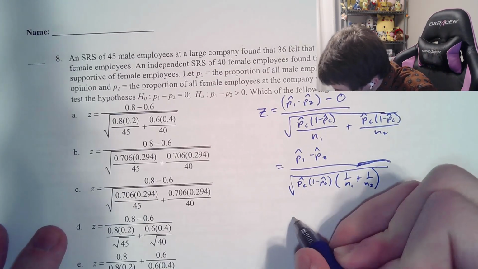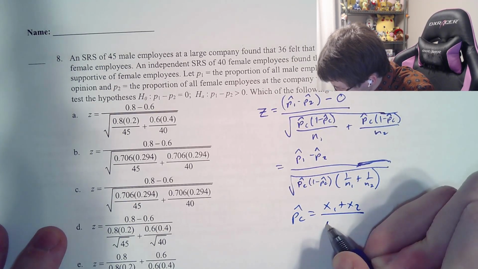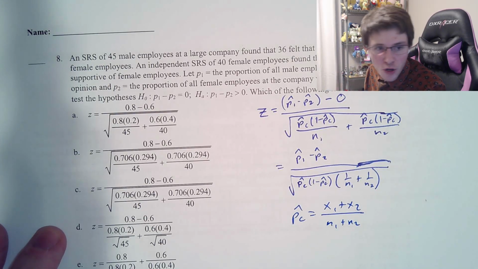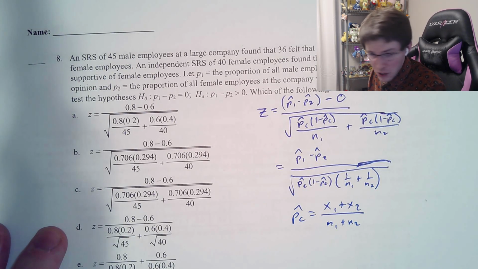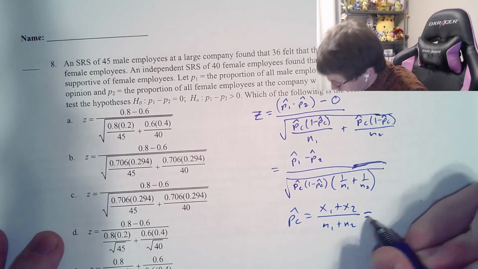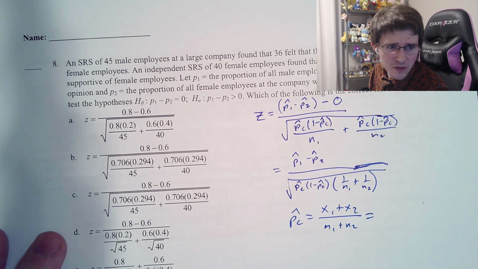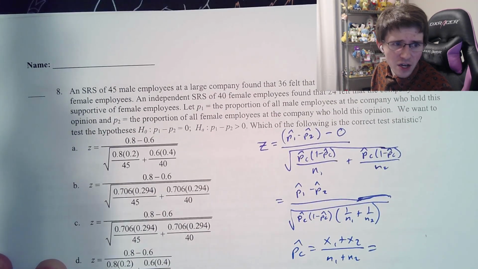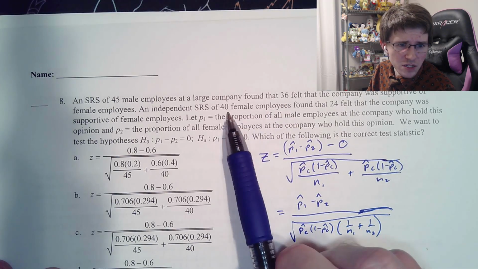Regardless, on both of these, the PC hat is the x1 plus x2 divided by n1 plus n2. You quite literally add the fractions the way that you're told not to add fractions as a little kid. So you're adding the numerators together, adding the denominators together, and that's your PC. And in fact, that's kind of the only thing you really need to do on this one. So we have our x1 is 36, and this one is 40.